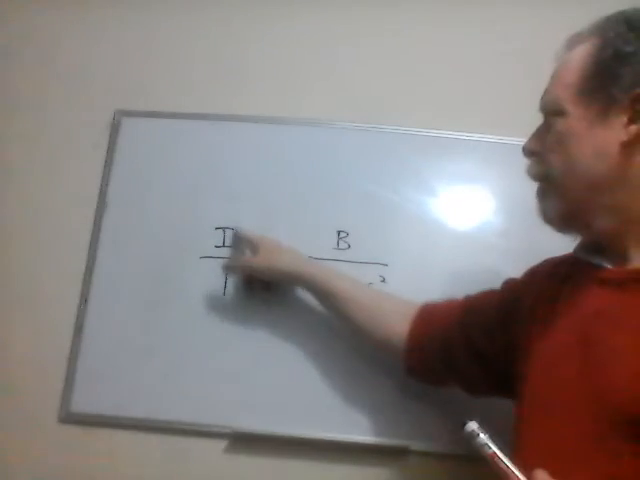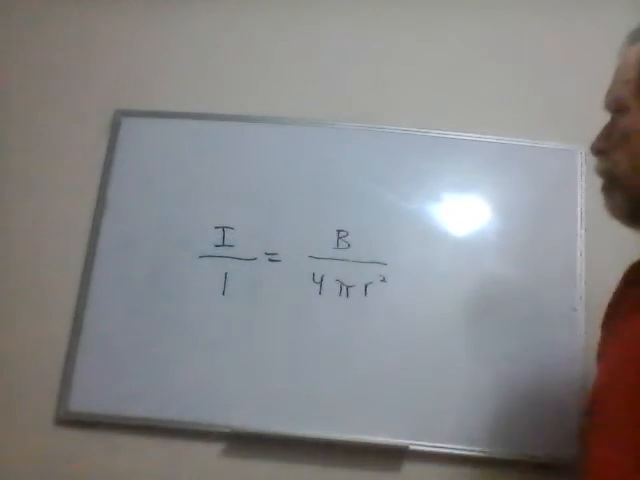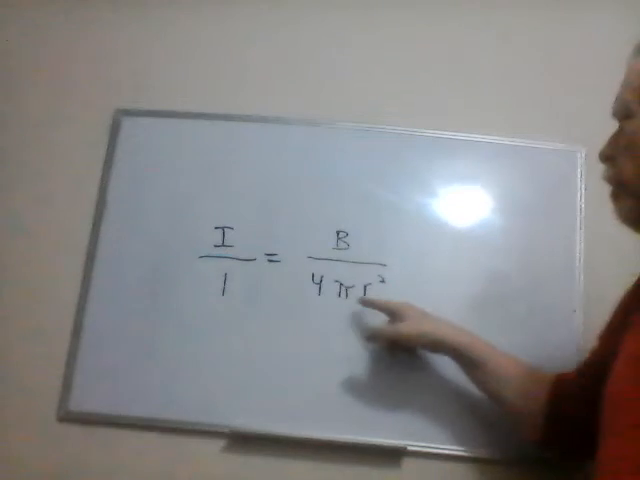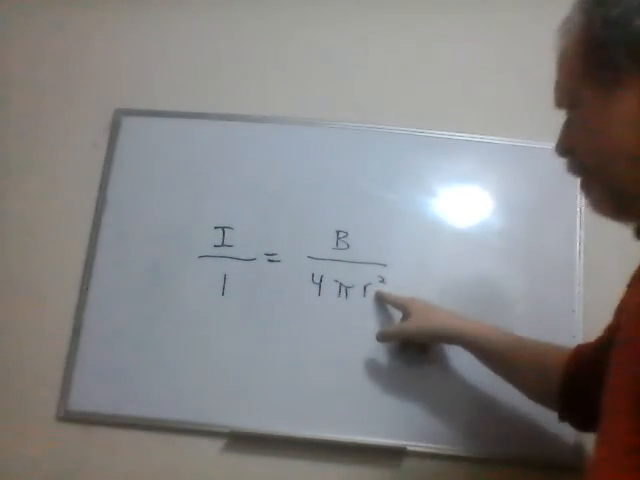And this I is also all by itself. Nothing is added or subtracted. So you can move the I diagonally. You can move the B if you wanted to. We're not going to do that. You can move the 4 diagonally. You can move the pi diagonally. And you can move the R diagonally. The only thing you want to move diagonally is this R squared.